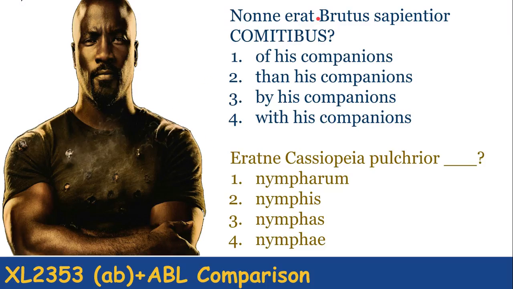Surely Brutus was wiser, comitibus, comparative, ablative, than his companions. Was Cassiopeia more beautiful, and of course more is comparative, ablative of comparison, than the nymphs? That should be a long mark. Sometimes they don't occur in the old books.